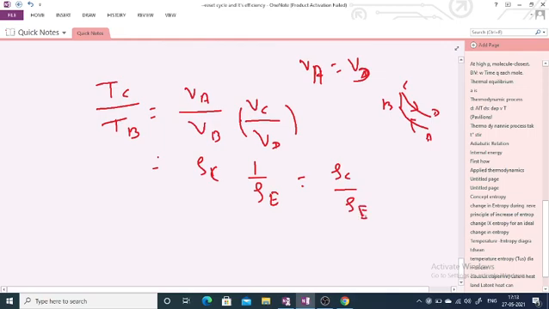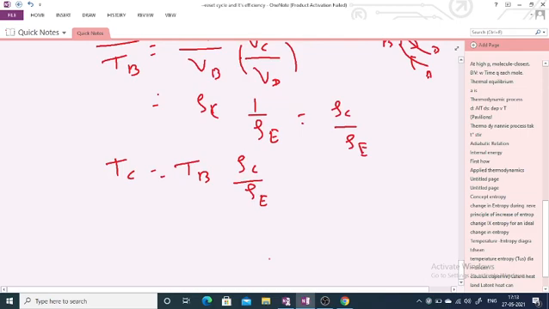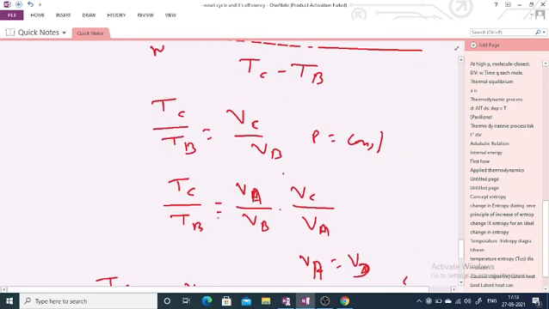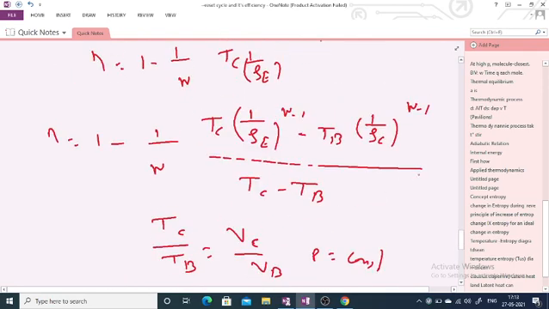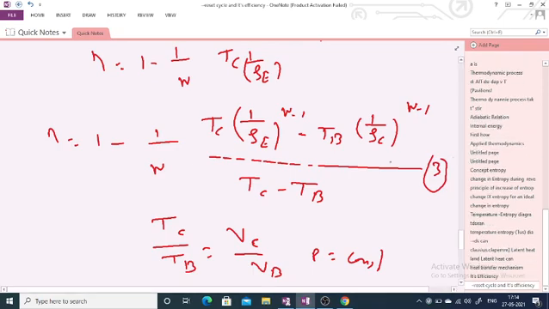What is this? Tc upon Tb. So we will write the equation Tc is equal to Tb rho C divided by rho E. Now we can use this equation. Suppose this is equation number 3. So you can use this equation number 3 to eliminate Tc, with Tc equal to Tb rho C upon rho E.